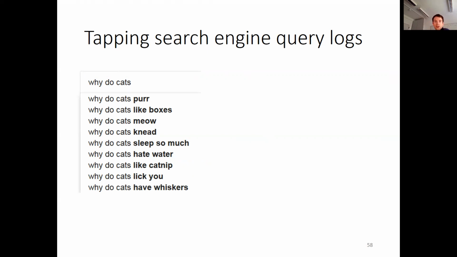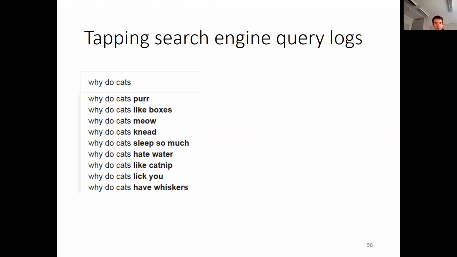So if you go to a search engine and type, "why do cats", you get interesting completions like, why do cats purr? Why do cats like boxes? Why do cats meow? And these are almost perfect assertions. So cats purr, cats like boxes, cats meow. These are salient statements that people know about cats.